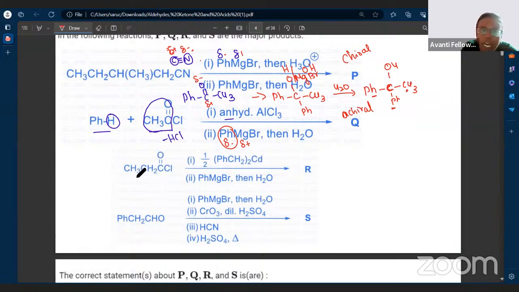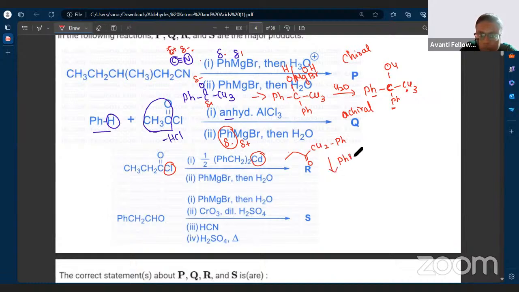So you have CH3CH2COCl. You're reacting it with (PhCH2)2Cd. What happens when acyl chloride reacts with alkyl cadmium? Cadmium will take up chlorine and be removed as cadmium chloride, so the other group is just going to attach to it. So you'll be getting CH3CH2C=O with CH2Ph.